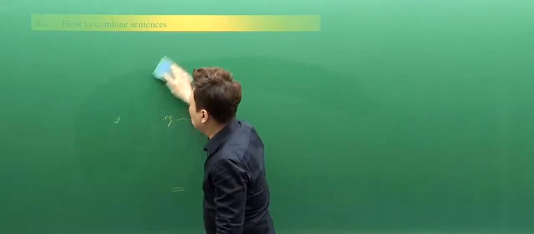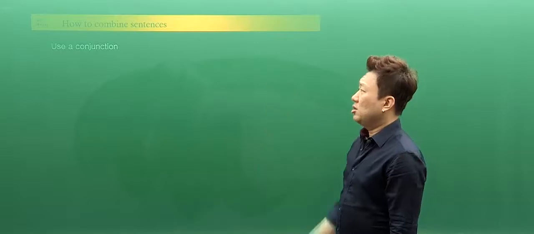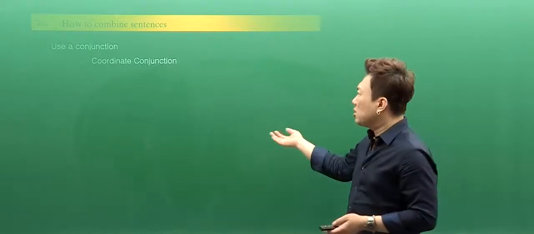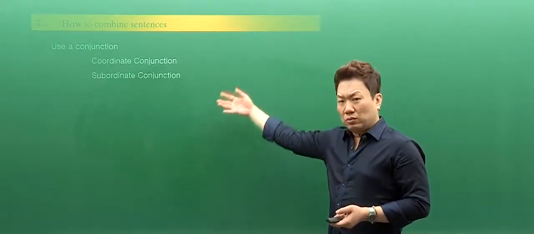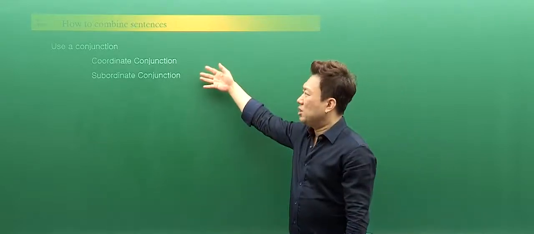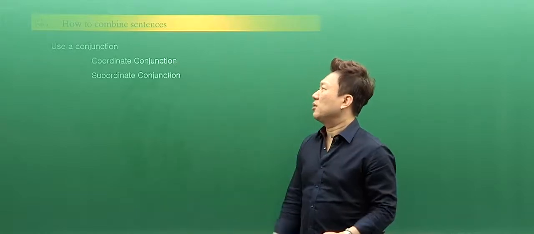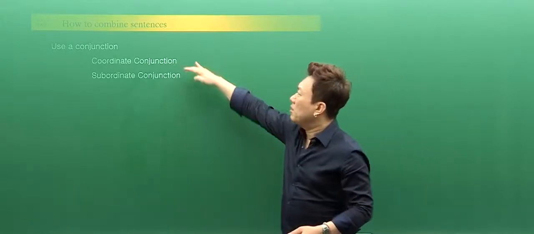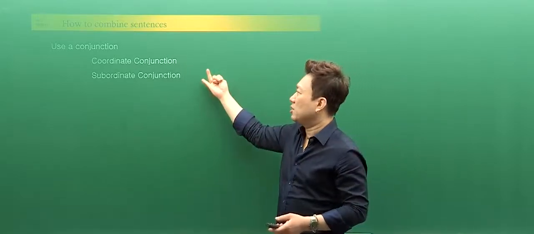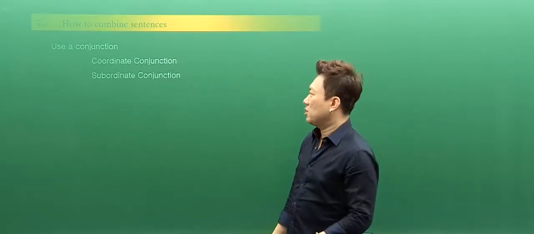And next one. Another case is about the use of conjunctions. Conjunction's purpose is to combine 2 sentences, right? So this is simple. We have 2 kinds of conjunctions, coordinate conjunctions and subordinate conjunctions. You don't know? Okay, please check my previous video. I explain in detail about the coordinate conjunction and subordinate conjunction. So simply, FANBOYS: for, and, nor, but, or, yet, so. Those are coordinate conjunctions. Everything else is subordinate conjunction.